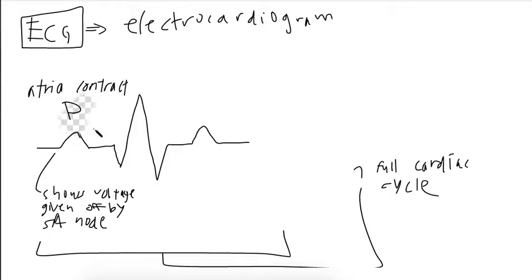Next, we can label the Q wave, which is right here. And there's going to be some kind of delay between the P wave and the Q wave. So the Q wave signals when the atrioventricular node, or the AV node, sends its impulse.